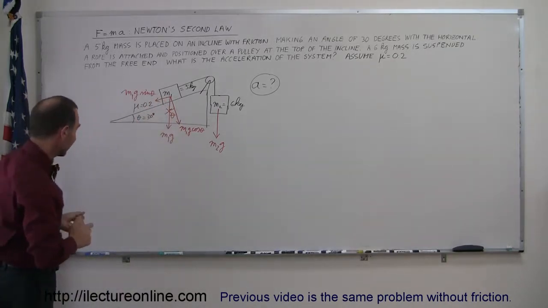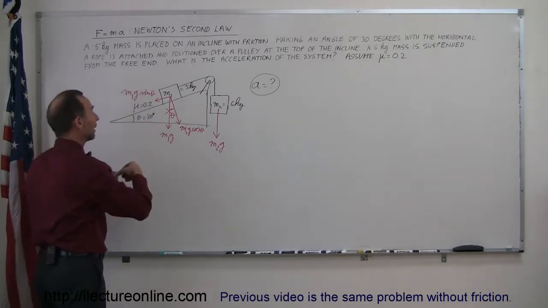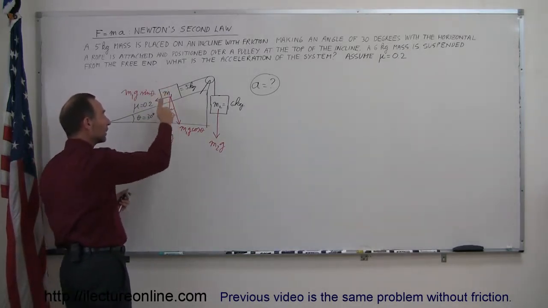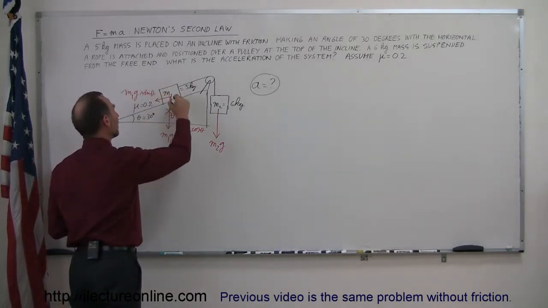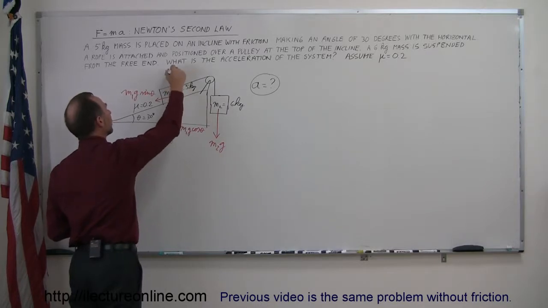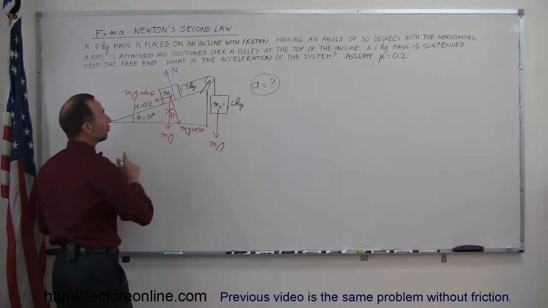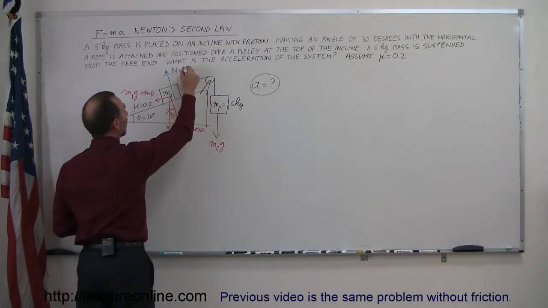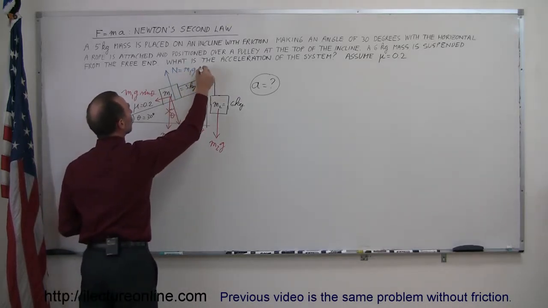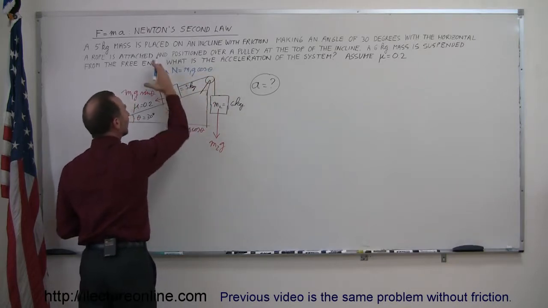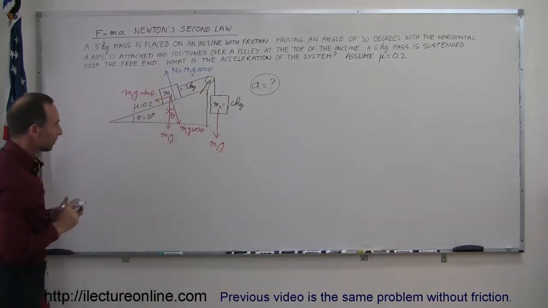We then also realize that the incline pushes back against the force perpendicular to the incline, m1g cosine theta, which is the normal force, equal in magnitude but opposite in direction to m1g cosine theta. So this is equal to m1g cosine theta, the magnitude in the opposite direction.